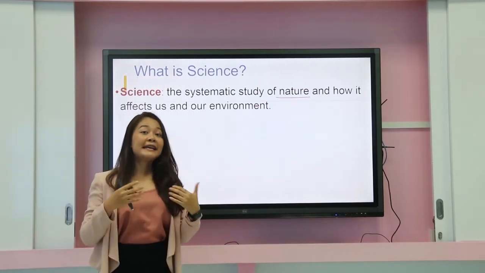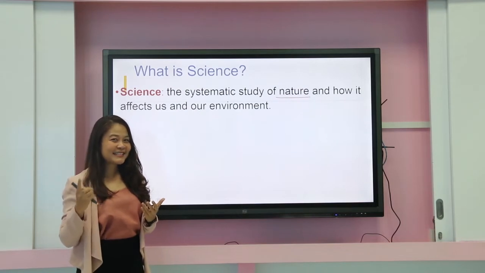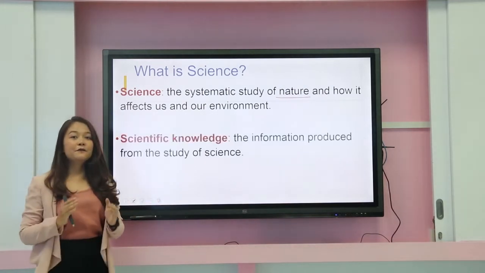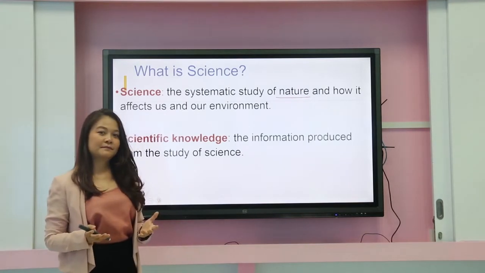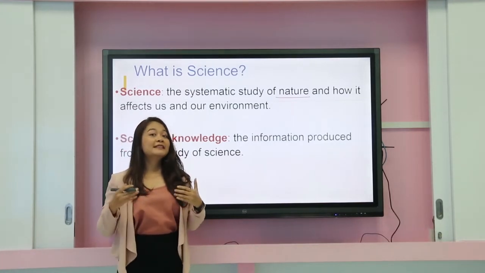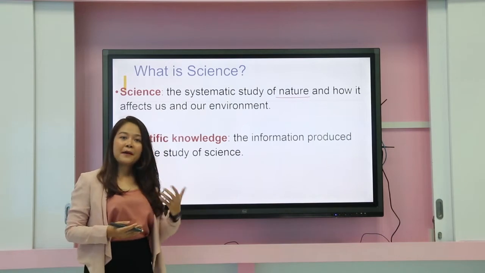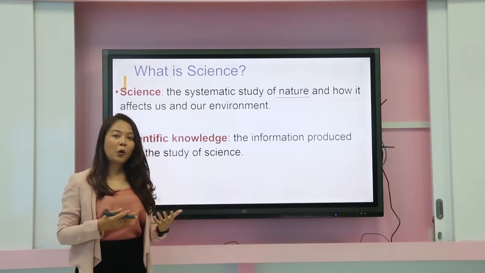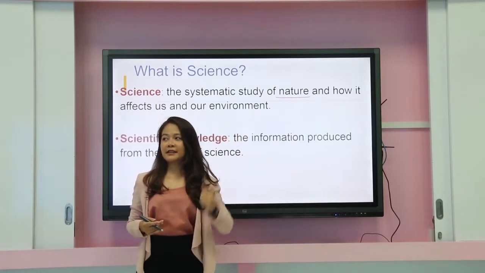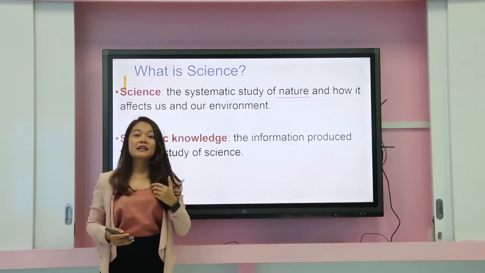And the information that is produced from the study of science is known as what? Yes. It's known as scientific knowledge. Scientific knowledge is the information that is produced from the study of science. And scientific knowledge is discovered every day. From that information, we invent various machines that help us do things in our daily life more comfortably and easily, such as electricity, computers, or even the cell phones that we use a lot. This one we call technology.